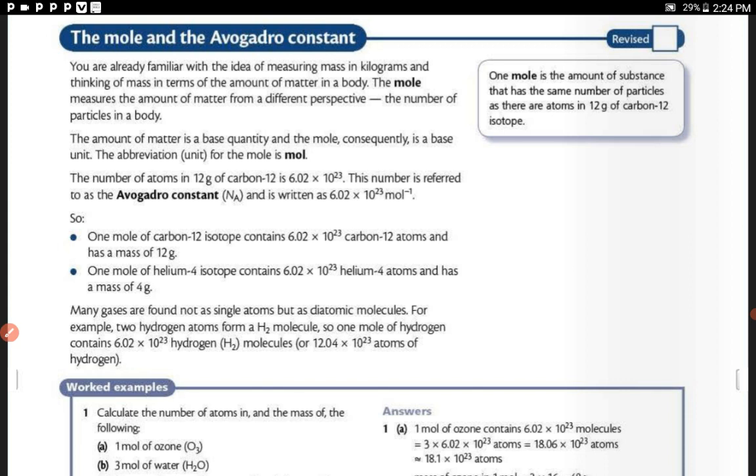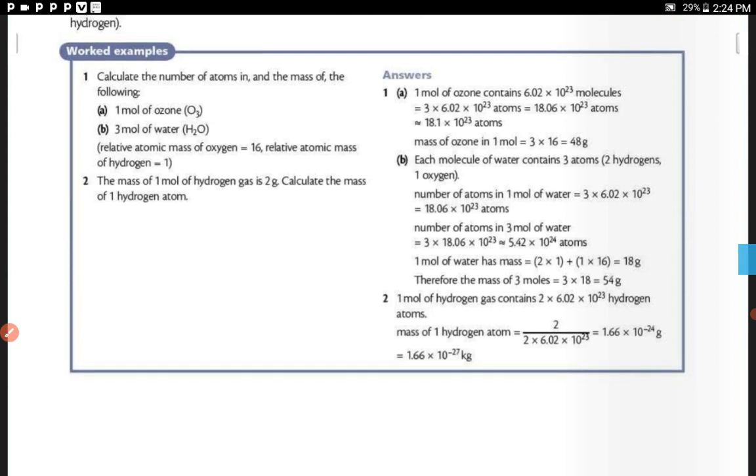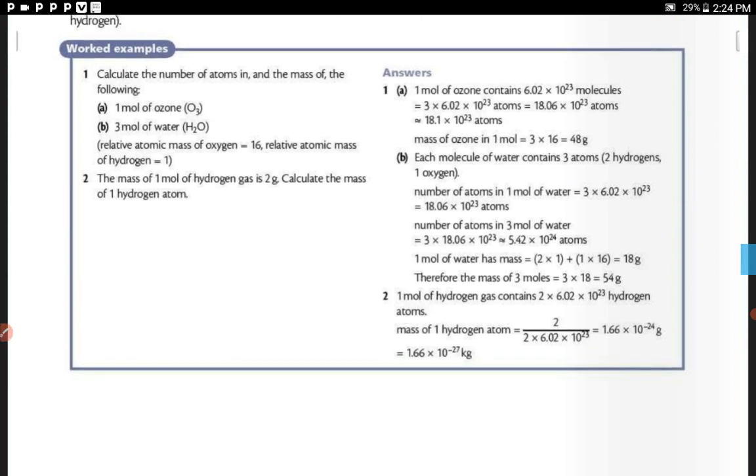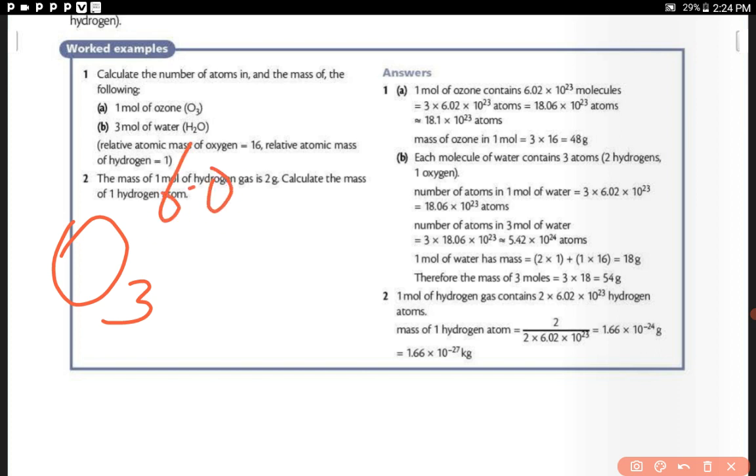We'll take an example. Calculate the number of atoms in, and the mass of, the following. First of all, we have ozone. Ozone is O3. We need to first calculate the number of atoms in ozone. I want you to know that 1 mole of ozone will contain an Avogadro number of molecules, which is 6.02 times 10 to the 23rd.